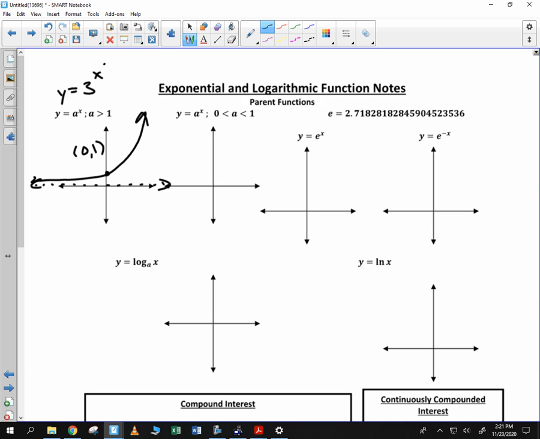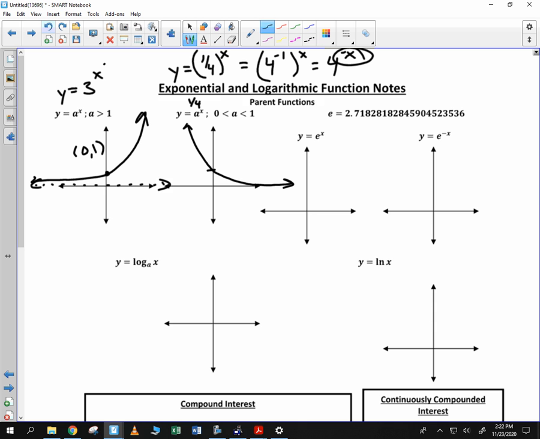Now, suppose that the a value is less than 1, but greater than 0. So suppose you have y is equal to 1 over 4 raised to the x power. Well, that's the same as 4 to the negative 1 to the x power, which is 4 to the negative x. So if the x is negative, that creates what we call a horizontal flip. So you can see that the graph is going to go like that. If you have a fraction like 1/4, it's going to do that, whereas if you have a number like 3, it's going to go the other way.